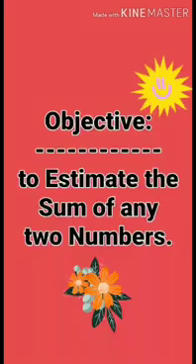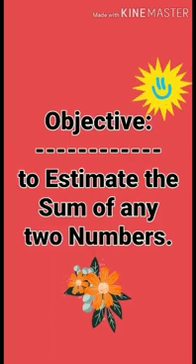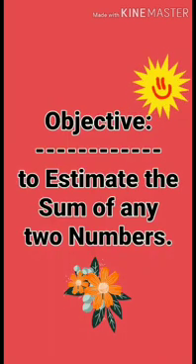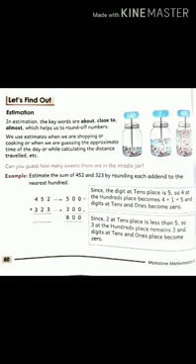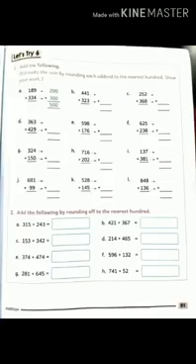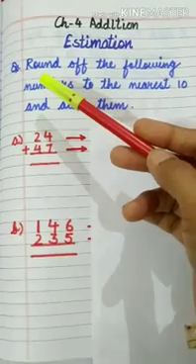So, today's objective is to estimate the sum of any two numbers, right? So, open your maths course book to page number 60 and write down today's date here. So, today we will do the addition by rounding off to the nearest tens and hundreds. So, let's do some questions related to this topic.